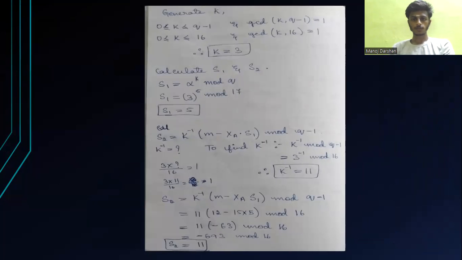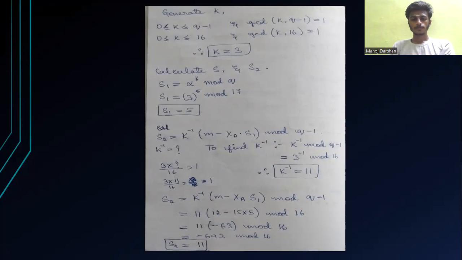S1 formula, we know that alpha power k mod q, where alpha is 3 and k is equal to 3. We substitute here once again. We get S1 is equal to 5. Next, we are going to calculate S2. S2 is equal to k inverse into m minus xa S1 mod q minus 1. Here we don't know the value of k inverse, so we need to first calculate k inverse. K inverse mod q minus 1.